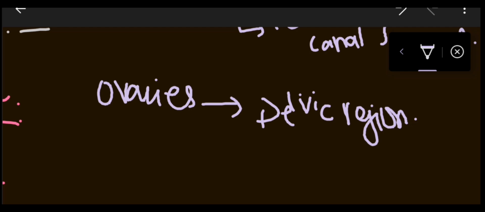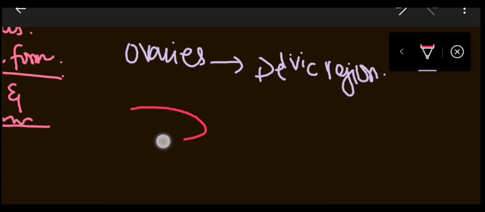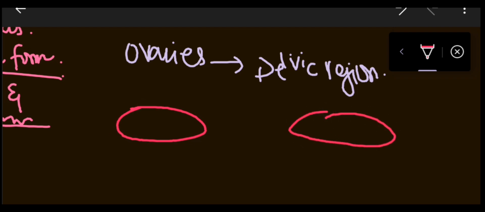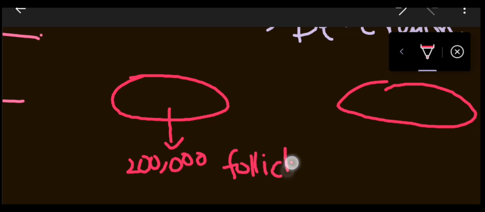ठीक है. Each ovary, हर एक ovary जो होती है हमारे पास टोटल कितनी है? 2 ovaries are there. So each ovary will contain basically 200,000 follicles. इसके अंदर क्या होते हैं? इसके अंदर follicles होते हैं like this. These can be 200,000 follicles, right?